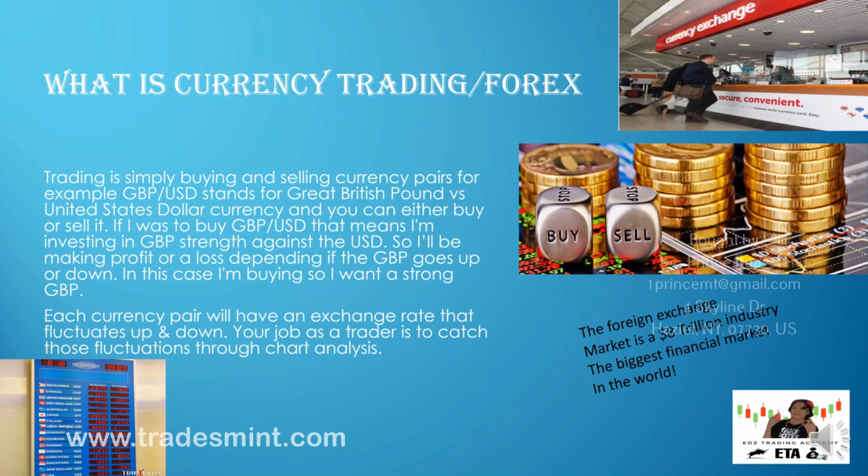So if I was to buy GBP USD, that means I'm investing in the GBP. I want GBP to be stronger against the US dollar. However, if I wanted to sell it, that means I'm selling the GBP and going for US dollar strength. So simply, if I buy GBP USD, I make a profit if GBP is stronger than the US dollar. That's how it works.